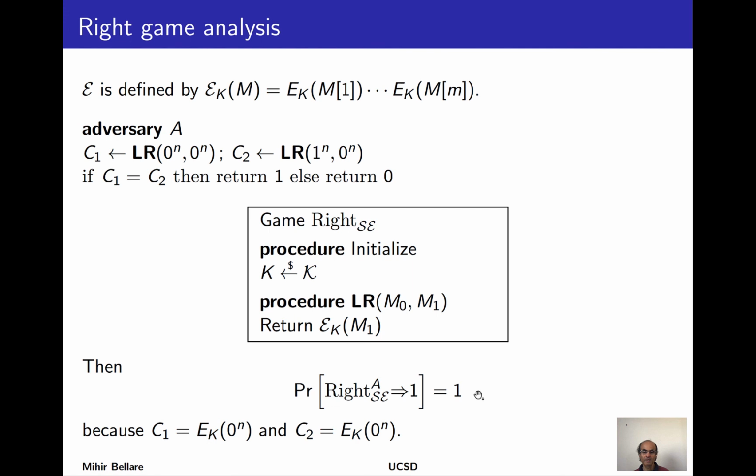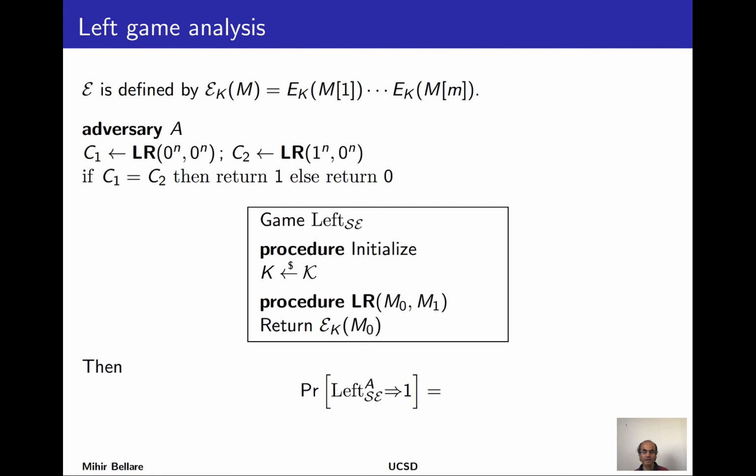So this probability is just 1. In the left world, we have the same adversary and the same scheme, and this adversary returns 1 under the same condition. What is it that's changed? The ciphertexts are computed differently. According to this, the left one of the two messages is encrypted both times, and both times under the same key. So here it's the 0, and here it's the 1. Okay, so now will these ciphertexts be equal or not?